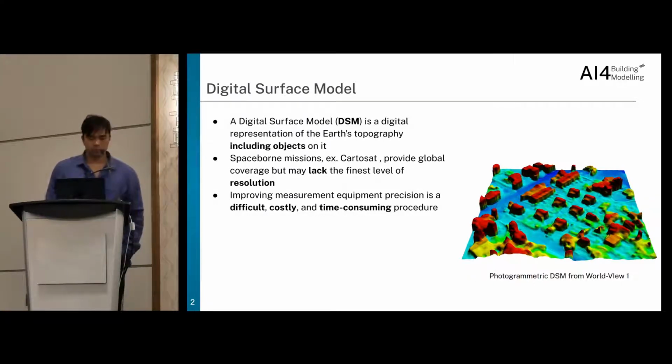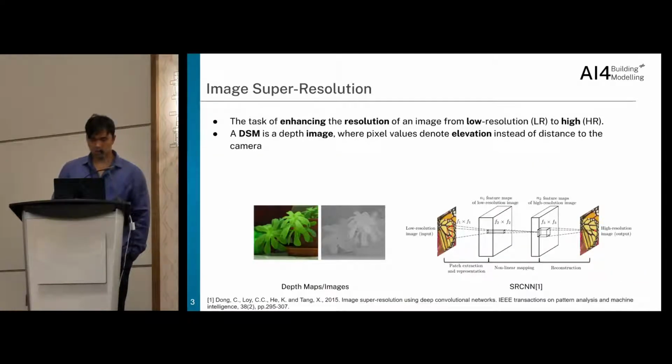To improve the resolution, technically we have to improve the measurement equipment, but it is difficult, costly and also time consuming. So in deep learning, there's a task called image super resolution, which is exactly enhancing the resolution of an image from low to high. And here, a DSM we can see as a depth image, where the pixel values denote elevations instead of distance to the camera.